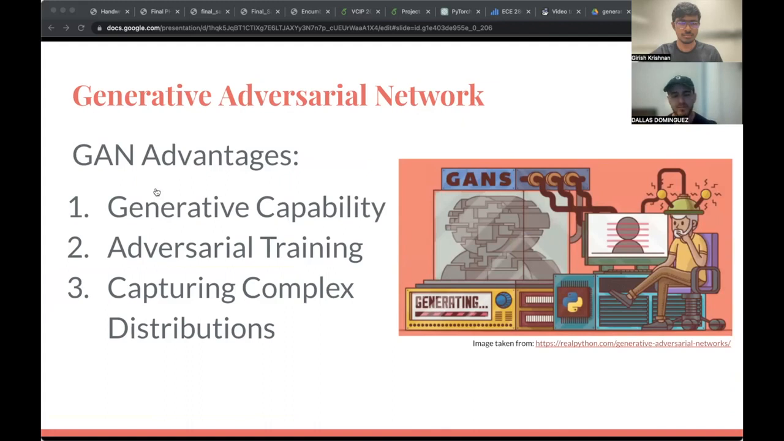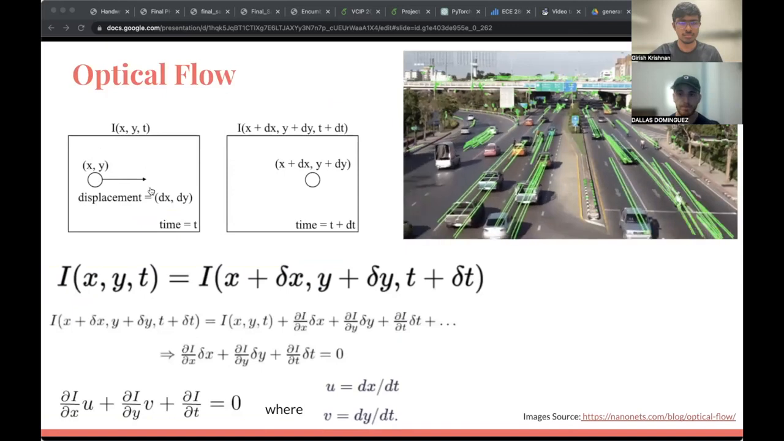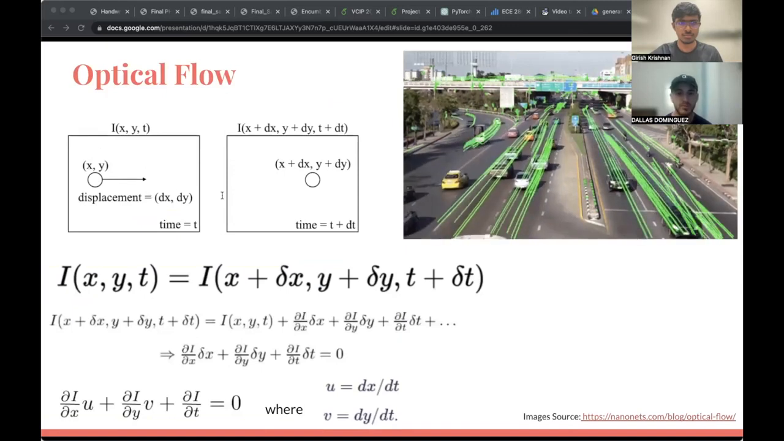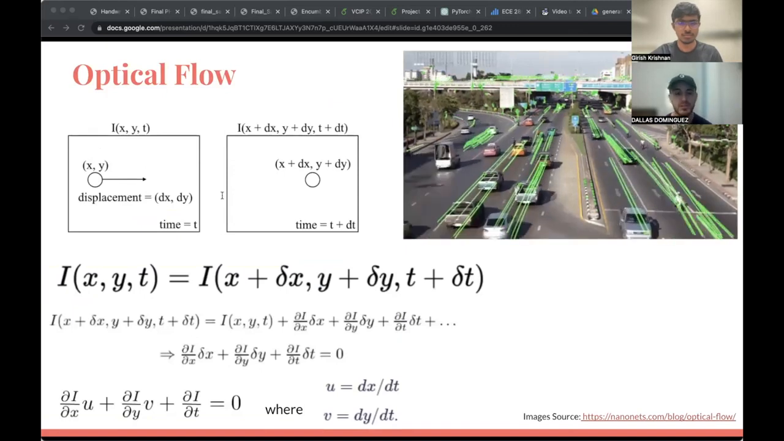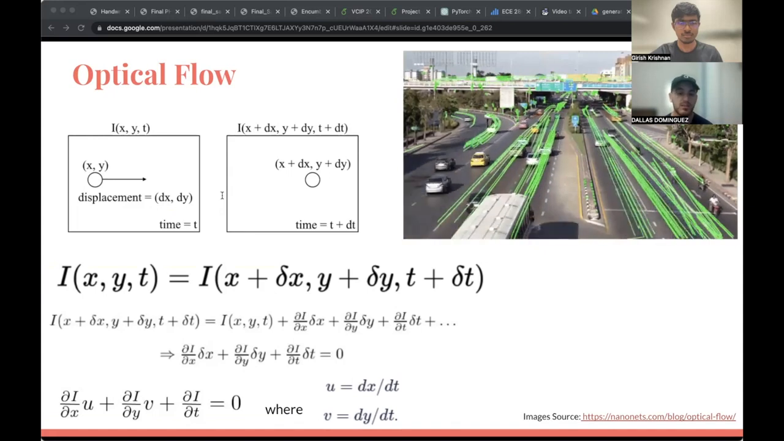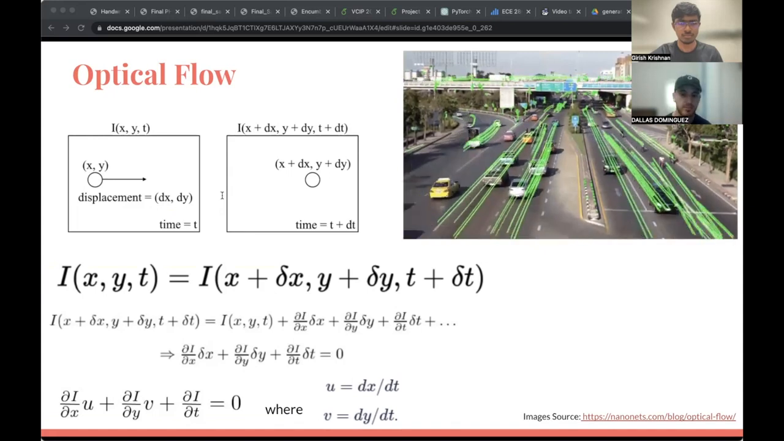The Generative Adversarial Network offers a powerful framework for future image predictions. GANs have a strong generative capability. The adversarial training process in GANs encourages the generator to continuously improve its generated samples by learning from the feedback of the discriminator. And GANs can also learn to capture complex data distributions. One of the techniques that we learned in our course was optical flow, which is the motion of objects between consecutive frames of a sequence. This is caused by relative movement between the object and the camera.